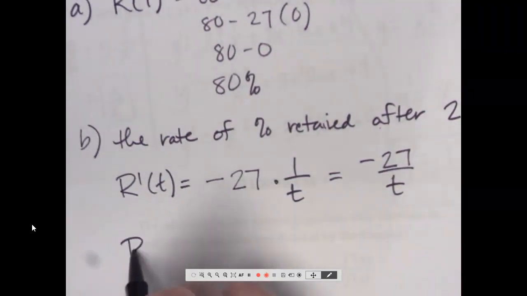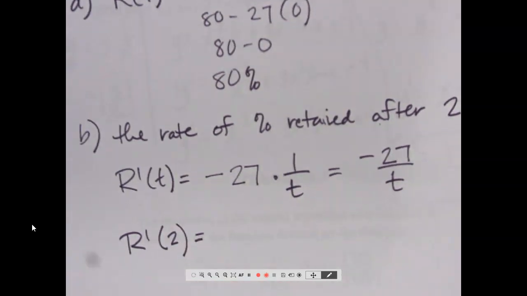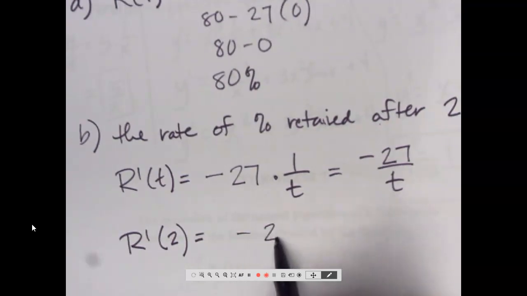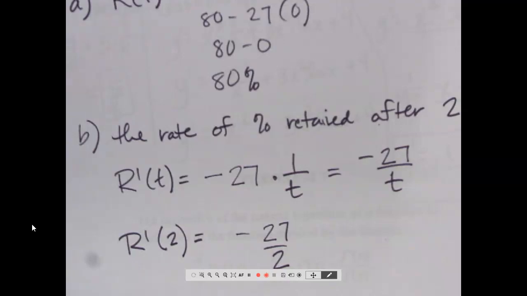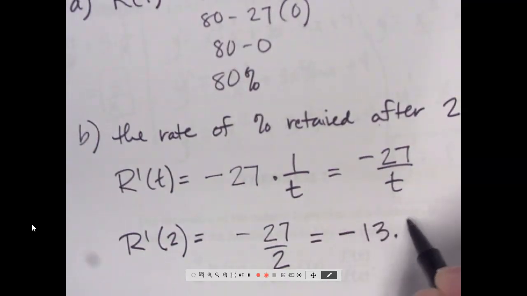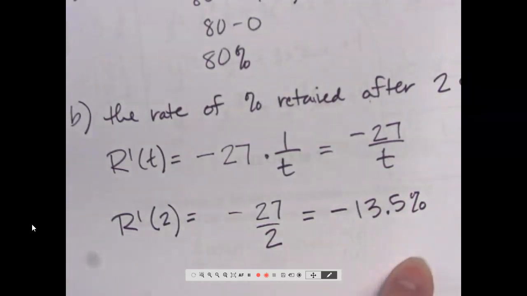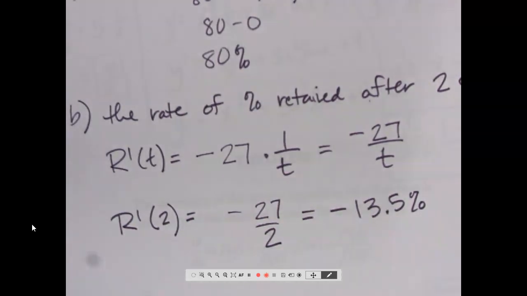But now I want to evaluate that after 2 seconds. So that will be negative 27 over 2. Okay, as a decimal, what is that? Negative 13.5%. So that means for every second, we're losing 13.5% of those words we remember. That's a pretty fast rate.